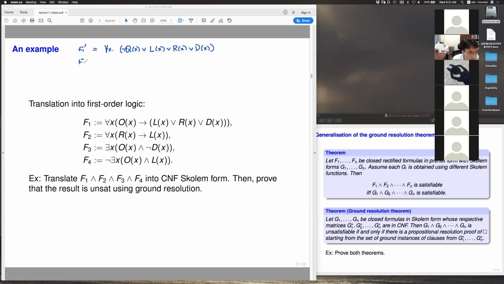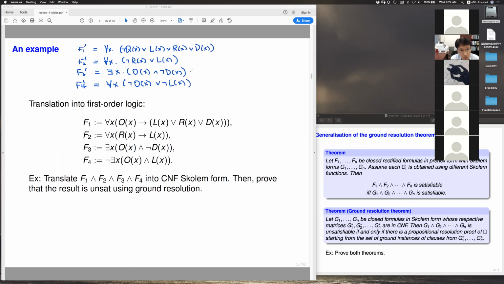Now for F2 prime, it's going to be for all X, negation of R of X, disjunction L of X. But F3, we don't need to do anything. It's there exists X, O of X, and negation of D of X. For F4, we have to push negation inside, we get for all X, and then the conjunction gets converted into disjunction. So we have not O of X or negation of L of X.